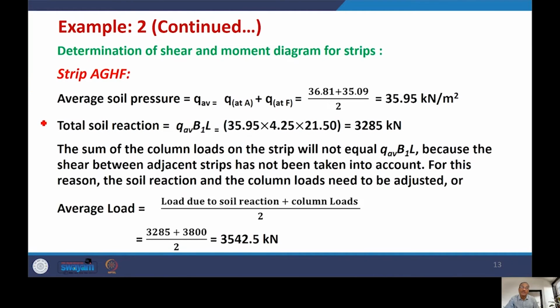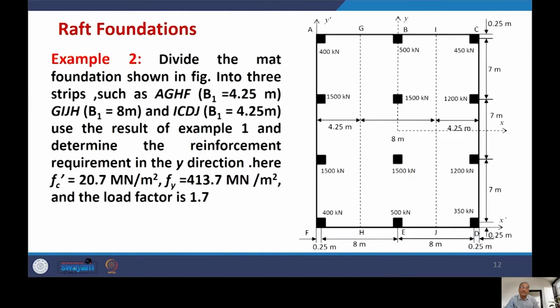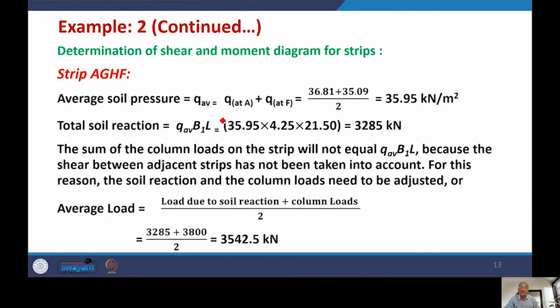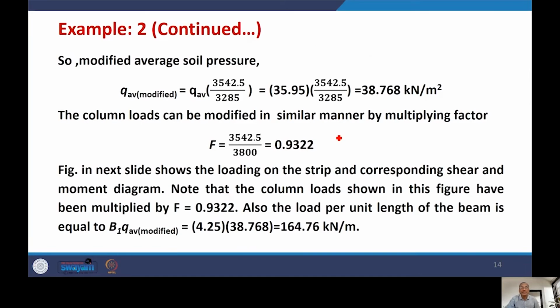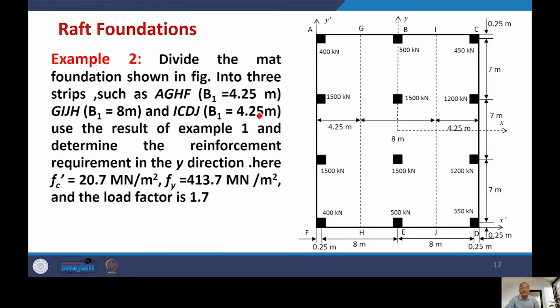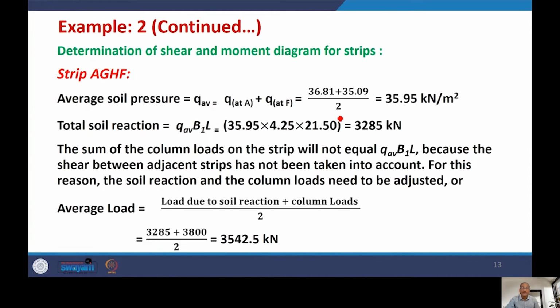So average Q at A: A, Q is 36.81, and from A and F it is 35.09. You add them and divide by 2, so the average is 35.9. Total soil reaction will be the area of this strip, which is calculated here. The area will be 4.25 multiplied by the length, which is 21.5. So you have 21.5 into 4.25 multiplied by this stress, and you end up with total soil reaction equal to 3285 kN.